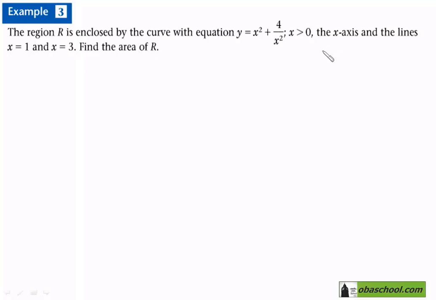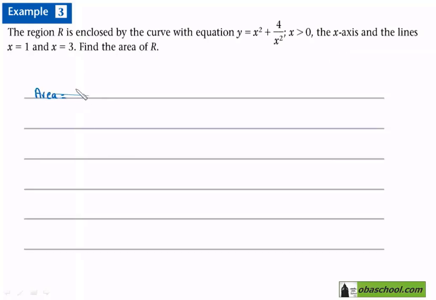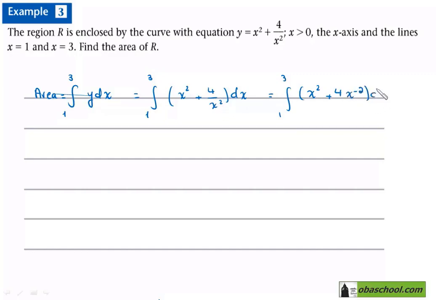That is why we directly write area is integral of y dx, knowing that x starts at 1 and ends at 3. So the integral of y is (x squared plus 4) over x squared dx, where x starts at 1 and ends at 3. Before we integrate, we need to adjust the form of the fraction. We say it is from 1 to 3, (x squared plus 4) times x to the power minus 2 dx.